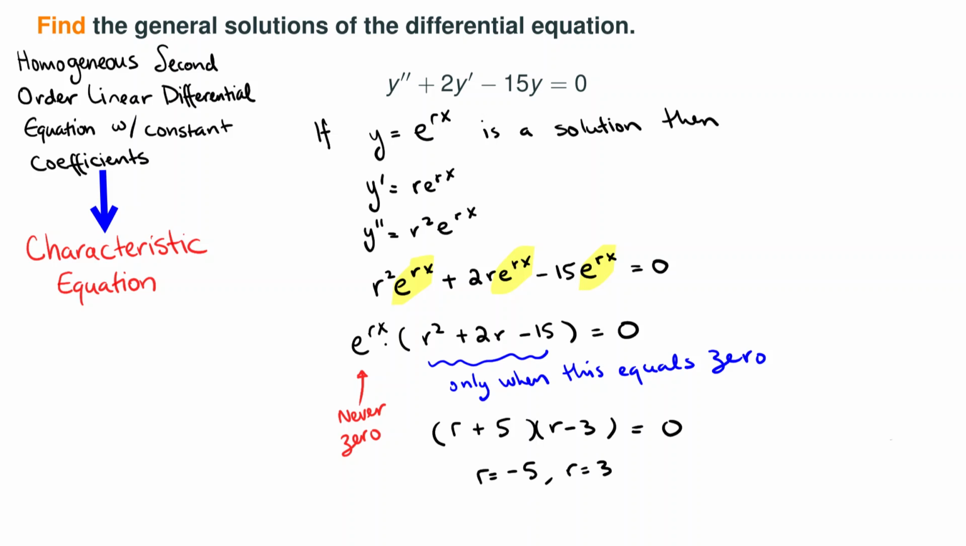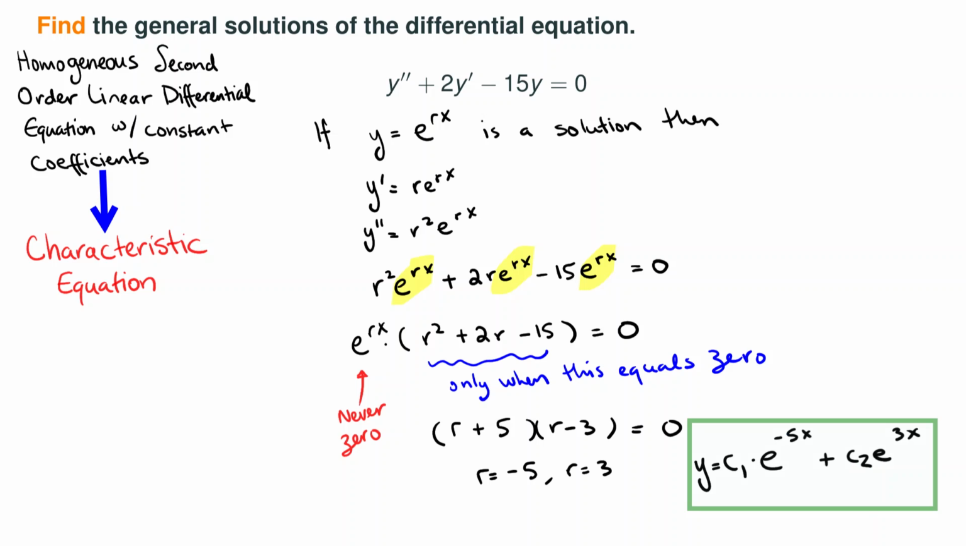which gives us the two r values of negative 5 and 3. So we have two separate solutions: y could equal e to the negative 5x or e to the 3x. And we know from our superposition principle that we have the solution c1 times e to the negative 5x, that's our solution for this term, plus c2 times e to the 3x. And if this problem gave us initial conditions, then we could solve to determine exactly what our constants c1 and c2 should be.